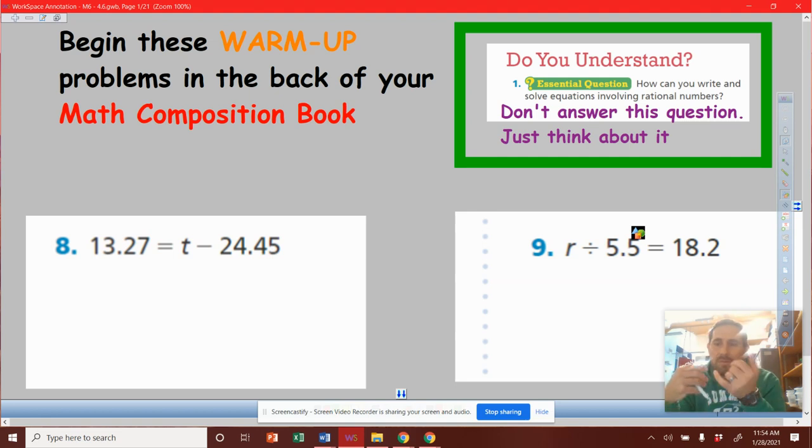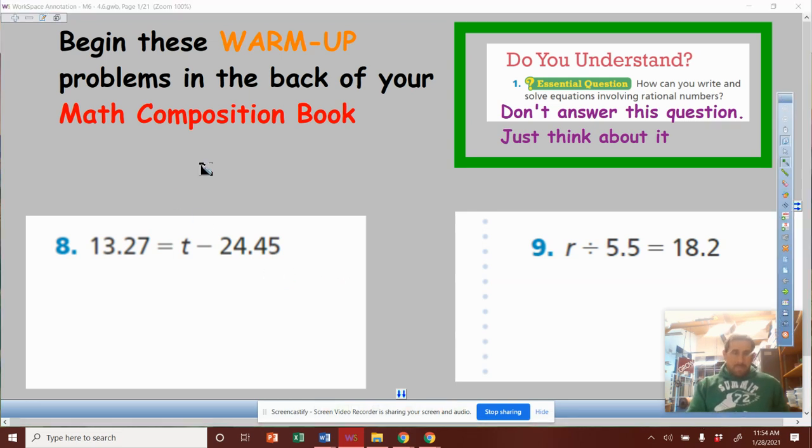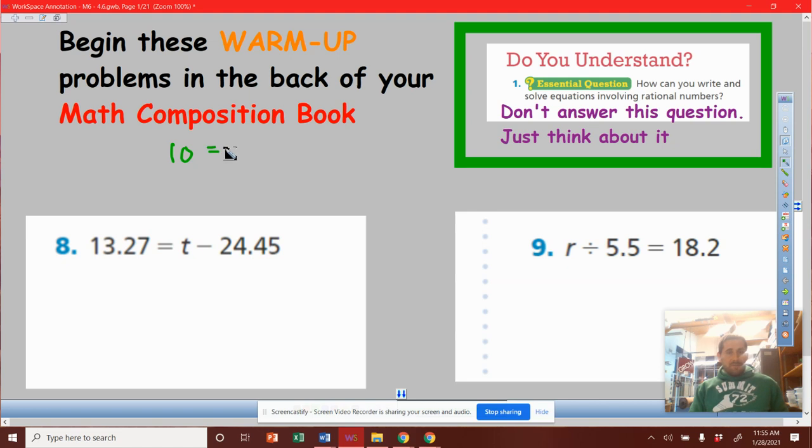Rational numbers are numbers that can be written as a fraction or as a decimal. So these are rational numbers. So, I mean, how do we solve these? In the sense of, how do we solve 10 equals m plus 2? We subtract the 2 from both sides and get m by itself, right?